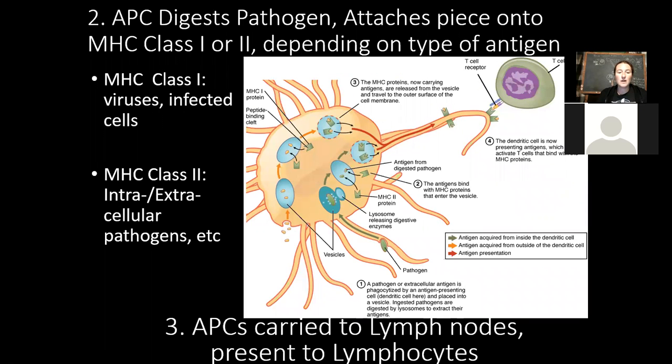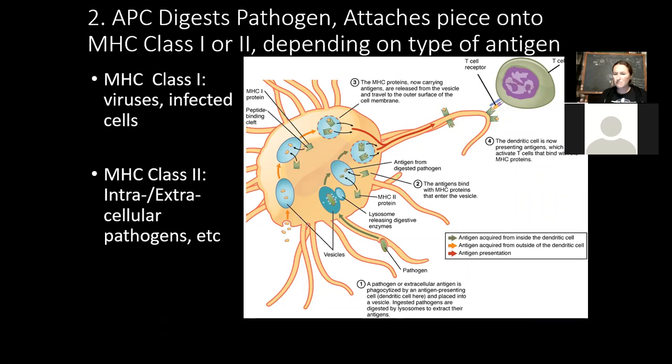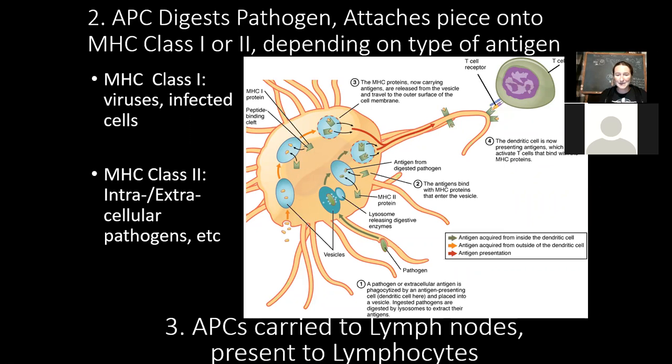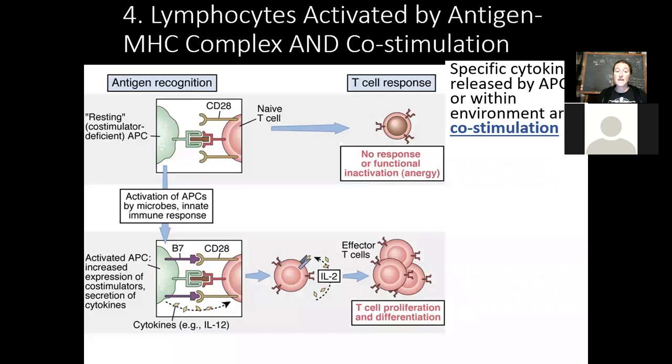All right, so questions about that? All right, so as I said, the APCs, once they have phagocytosed whatever the invader is, whatever the weird looking infected cell is, they are going to be propelled along those lymphatic vessels to the lymph nodes. And there they are going to present whatever they have to the T cells. Okay.